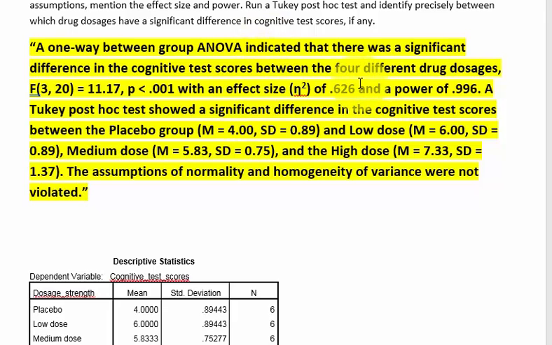Effect size really huge, 62.6%, with a power of 0.996. Again, that has to be over 0.8. It has to do with your sample size and other things. And the Tukey test showed that there was basically a significant difference between the placebo and all 3 of the drug dosages. And there are the means. You can check them yourself. And the normality and homogeneity of variance were not violated.